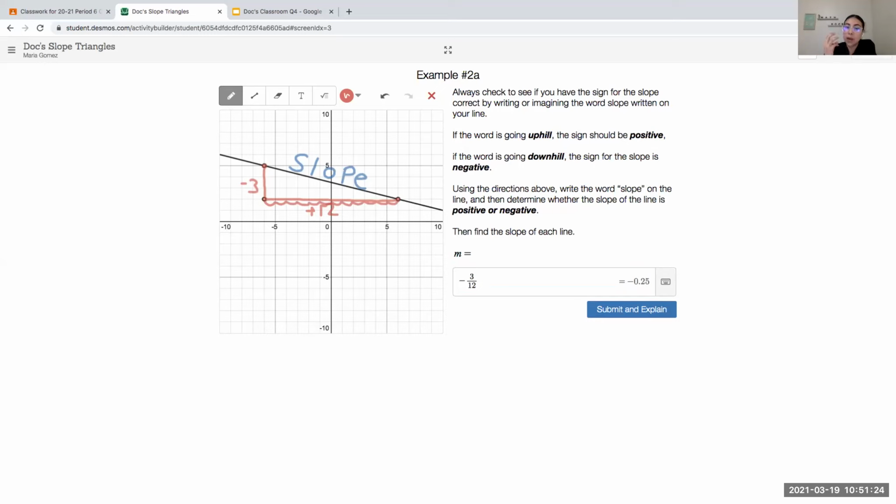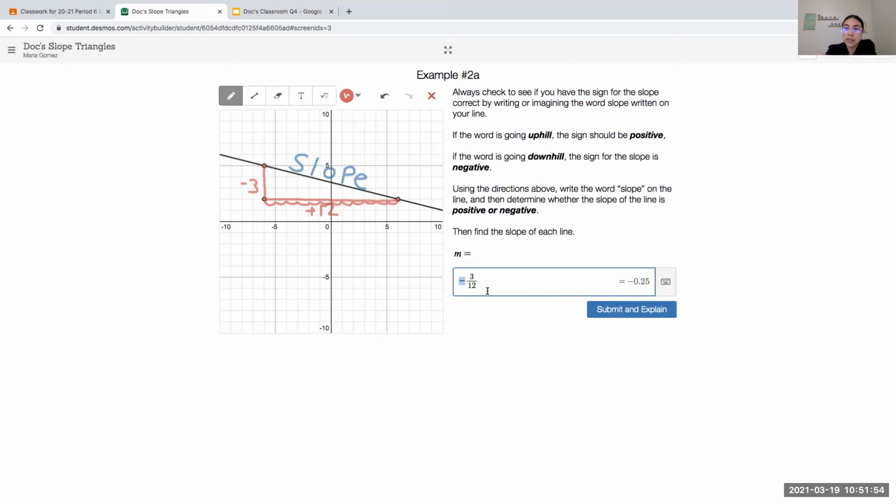All right, so a couple of things you want to notice. Big triangles give you a fraction that is not simplified. This is a big triangle. This is not simplified. If you try to find a smaller triangle, that will be simplified. Another thing you want to keep in mind, write the word slope on your lines. That's going to tell you if this should have a negative in the front or if it should just be positive.